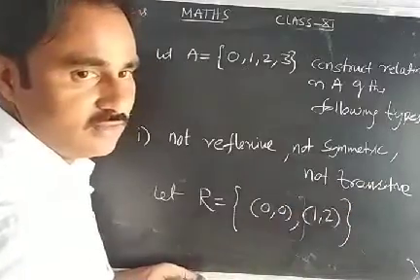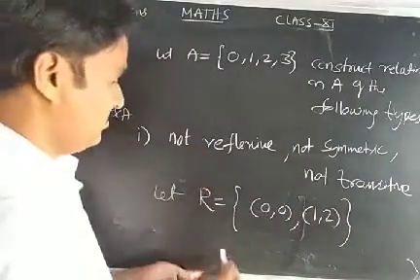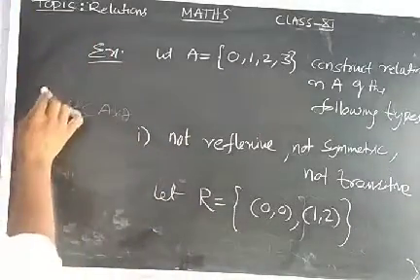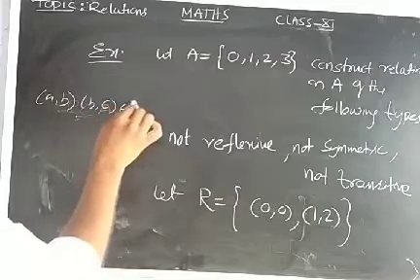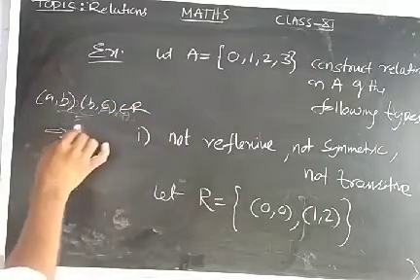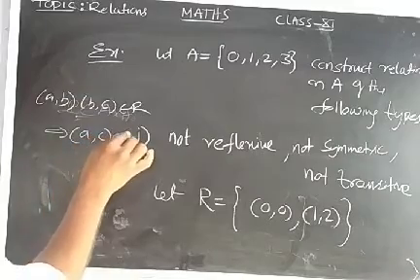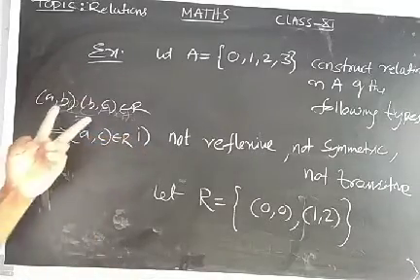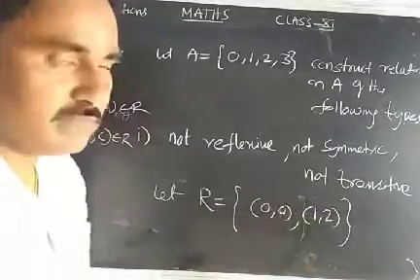Now transitive. For transitive, which type of ordered pairs are needed? To check transitivity, we need ordered pairs of this type: A comma B, B comma C belongs to R. Then only we check the transitive condition by removing the middle element, making a new ordered pair, and checking whether it belongs to R. So do such ordered pairs exist? No, only 2 ordered pairs here. This element is not equal.